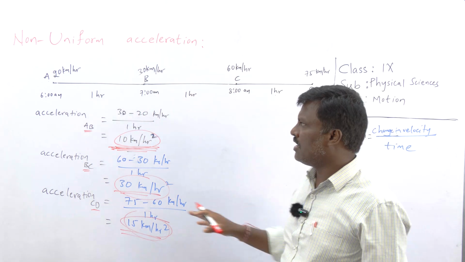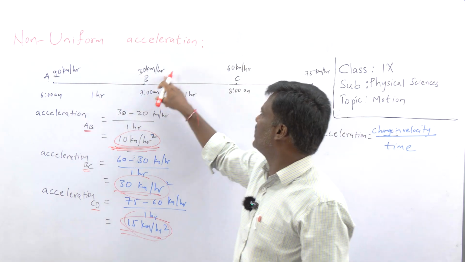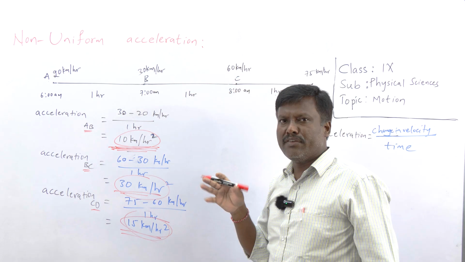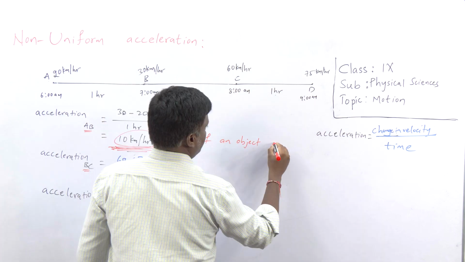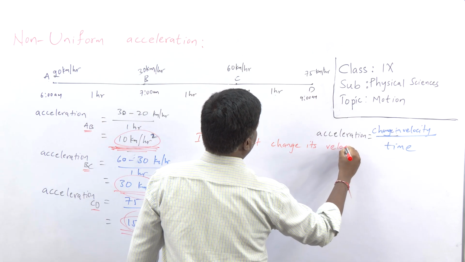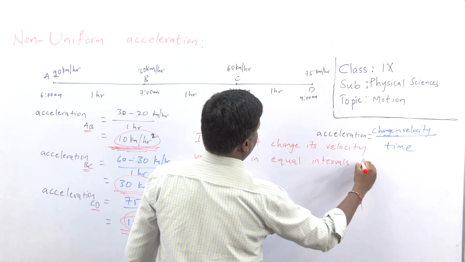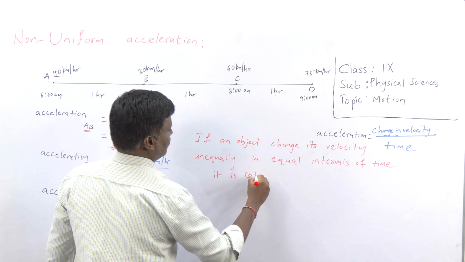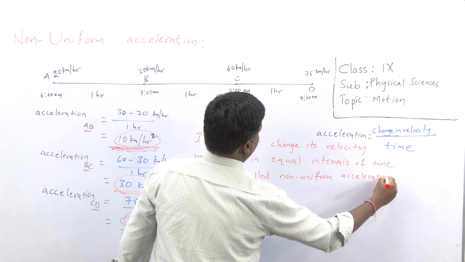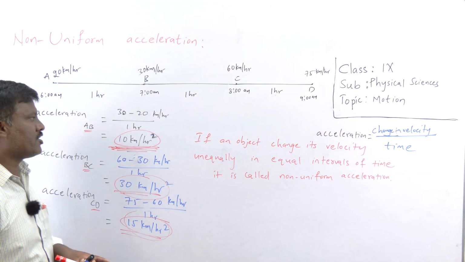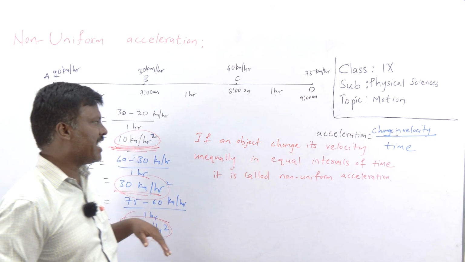Time interval is same, but the change in the speed is not same. First only 10 kilometers change in the speed happen. What is the change in the speed between B and C? 30. Next 15. So different changes in the speed happen in the same time interval. Okay. So if an object changes its velocity unequally in equal intervals of time, it is called a non-uniform acceleration. Why it is called a non-uniform acceleration? Because velocity changes, but the change is not same, unequal.